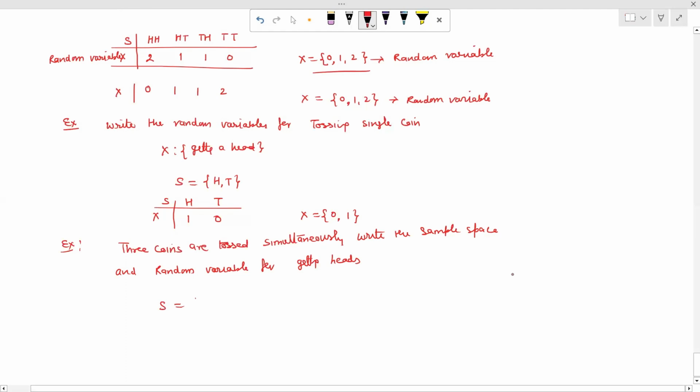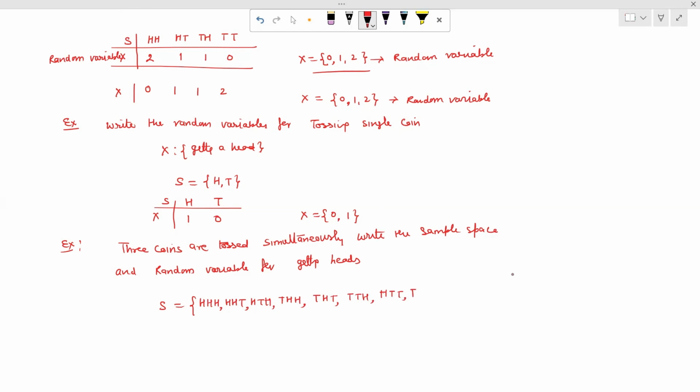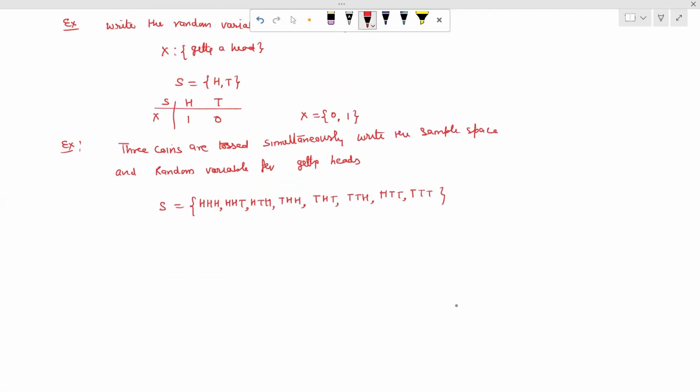So the sample space contains 8 elements. That means all three are head. Two heads, one tail, so that means head, tail, head. Tail, head, head. Now tail, head, tail, head, head, tail, and all are tail. So 1, 2, 3, 4, 5, 6, 7, 8. So the sample space has 8 elements.